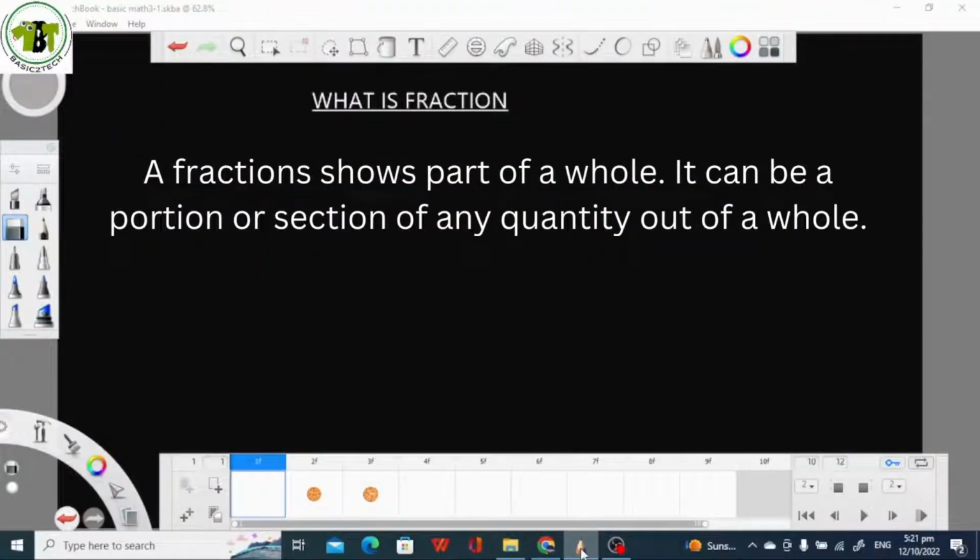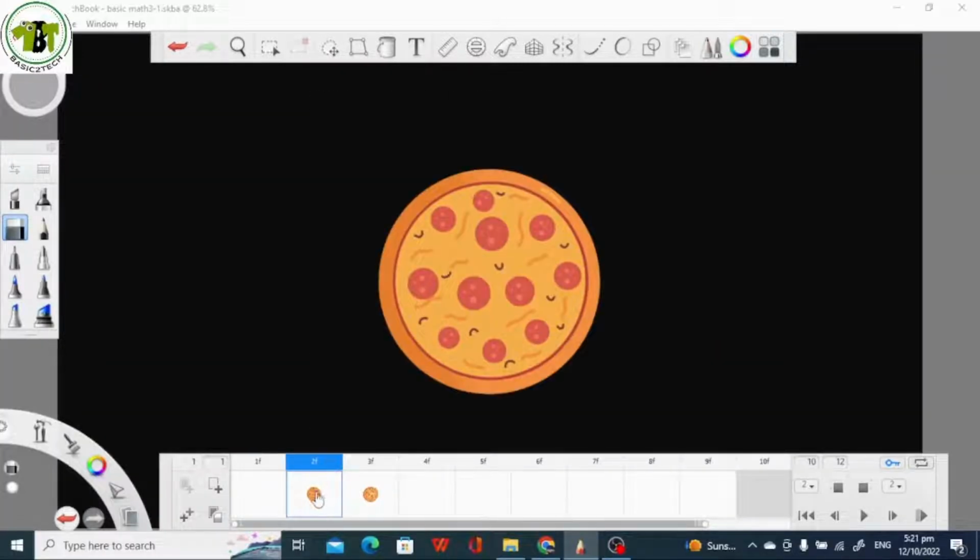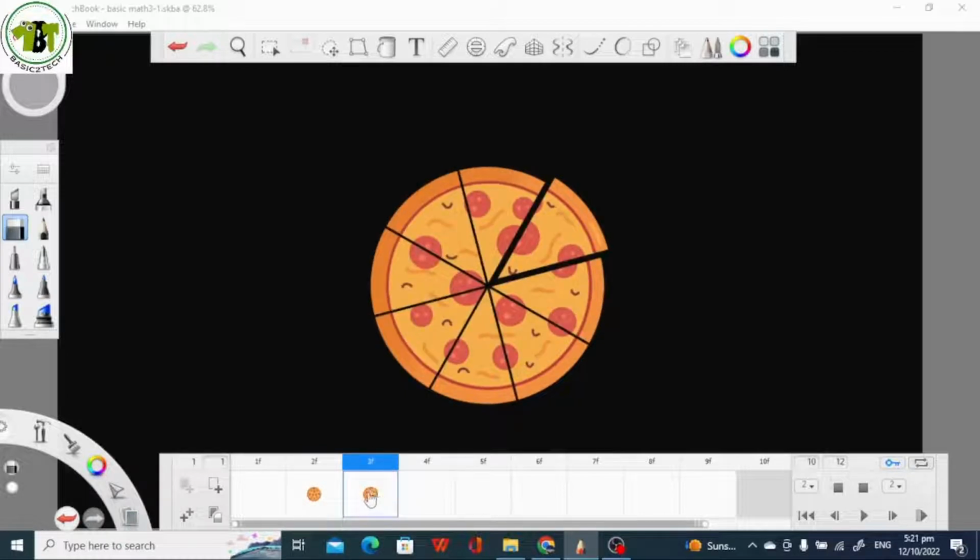A fraction shows parts of a whole. It can be a portion or a section of any quantity out of a whole. For example, if we decide to divide a pizza into 8 equal parts, now if we want to express a selected part of the pizza, we can express it as 1 over 8, which means that out of 8 equal parts, we are referring to just one part.